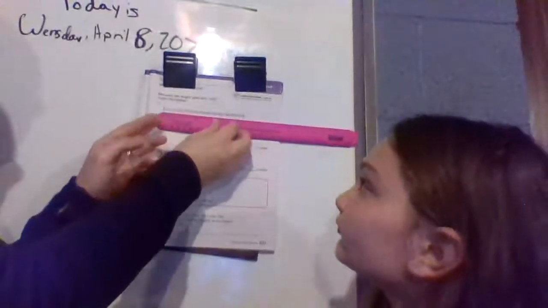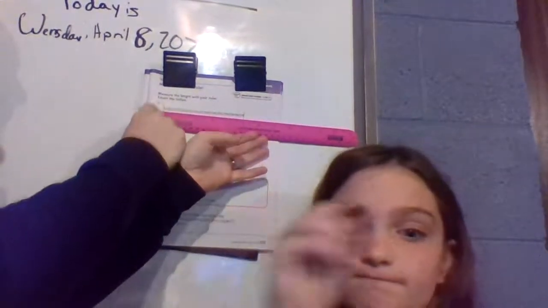Okay. So we're going to measure the length. Measure the length with your ruler. So I'm going to go to my inch side. I'm starting with my inches. I know it's 5 inches because it goes to the 5. Starting with the 0, looking at where it ends, and it goes to the 5. So I'm going to write down about 5 inches.